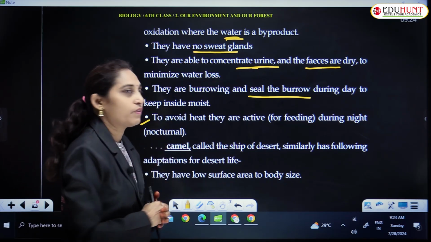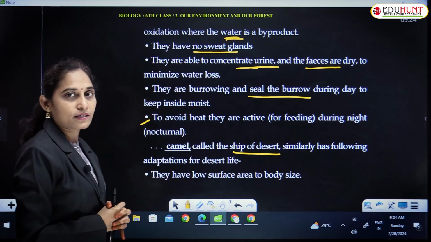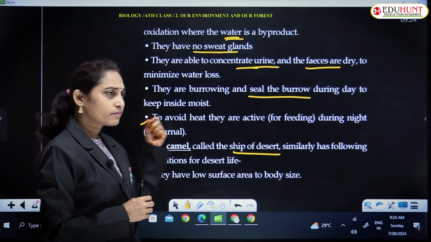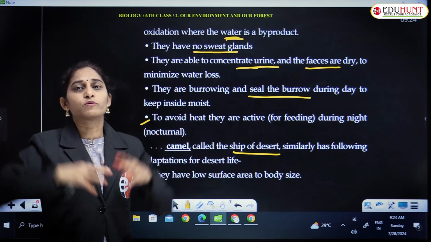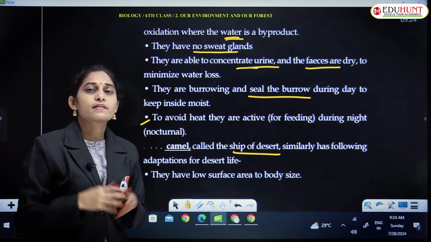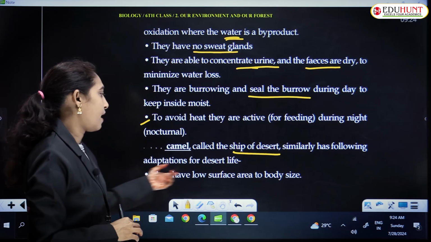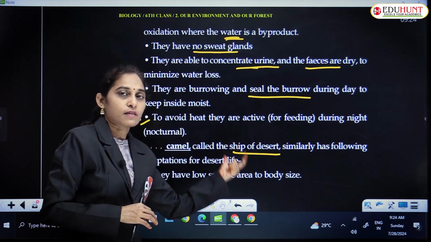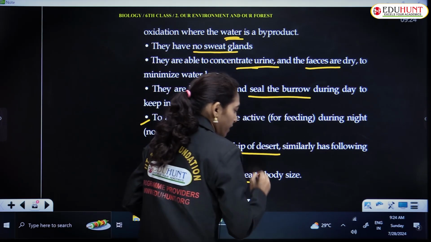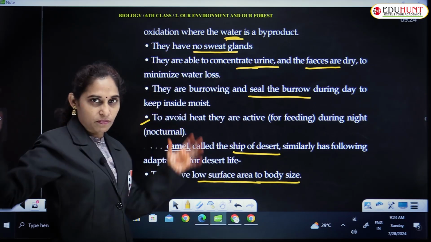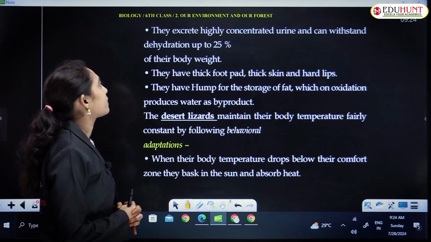And the camel, we know that it is the ship of the desert. ఎడారి ఓడ అంటాం కదా. So camel, it has a hump, camel వీపు మీద ఇలా పెద్ద హంప్ ఉంటుంది కదా. ఆ హంప్ ఏంటి అంటే దట్ ఈస్ ద ఫ్యాట్ డిపాజిషన్. ఆ ఫ్యాట్ నుంచి అది వాటర్ యూజ్ చేస్తుంది. దే హ్యావ్ లో బాడీ సర్ఫేస్ టు వాల్యూమ్ రేషియో, సర్ఫేస్ ఏరియా టు బాడీ సైజ్ పెద్దగా ఉంటుంది. పెద్దగా ఉండడం వల్ల సర్ఫేస్ ఏరియా కవర్ అవుతుంది.